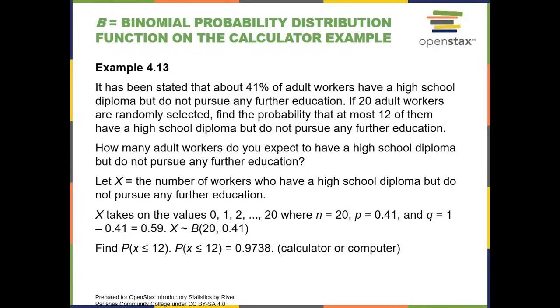It has been stated that about 41% of adult workers have a high school diploma but do not pursue any further education. If 20 adult workers are randomly selected, n is 20, find the probability that at most 12 of them have a high school diploma but do not pursue any further education. So probability of success is 0.41 and n is 20. At most 12 means from 0 to 12.